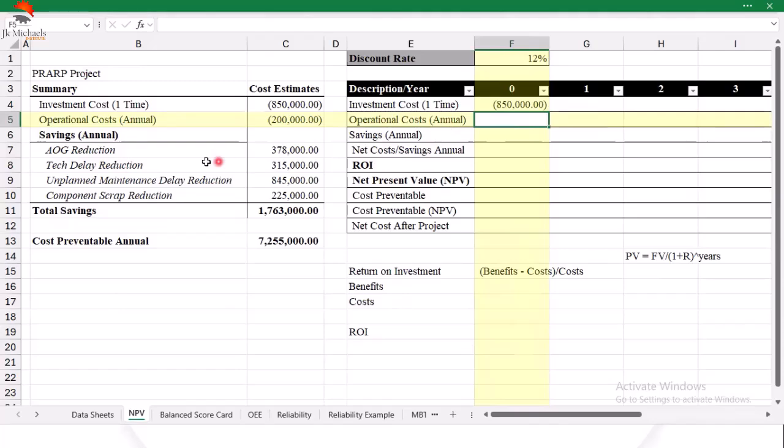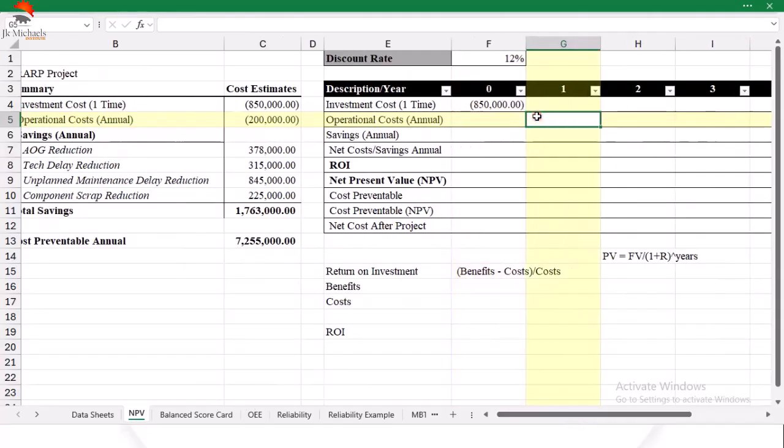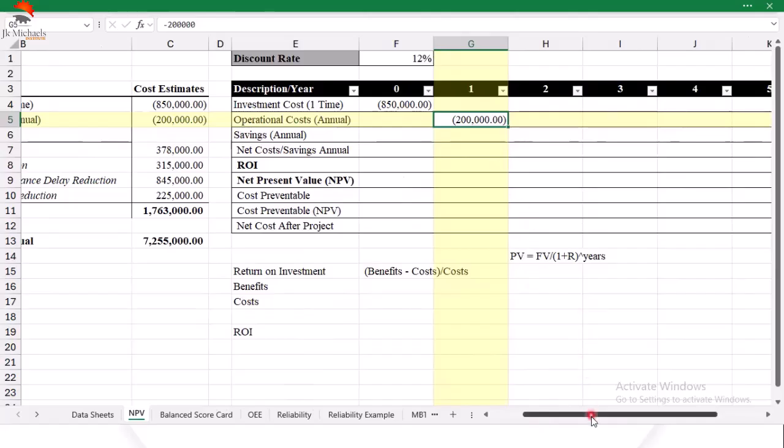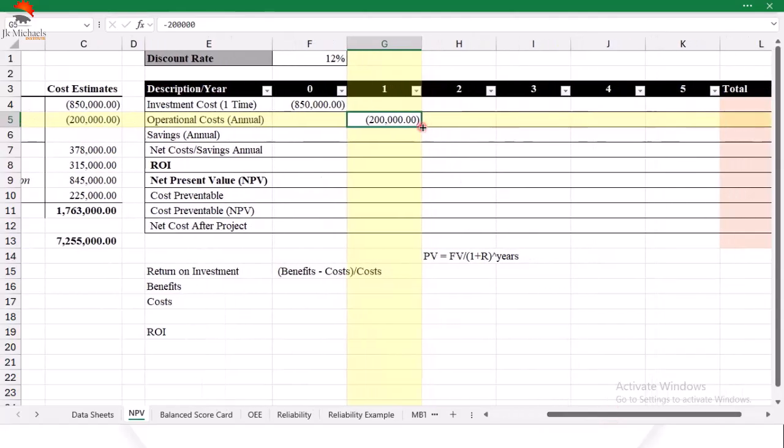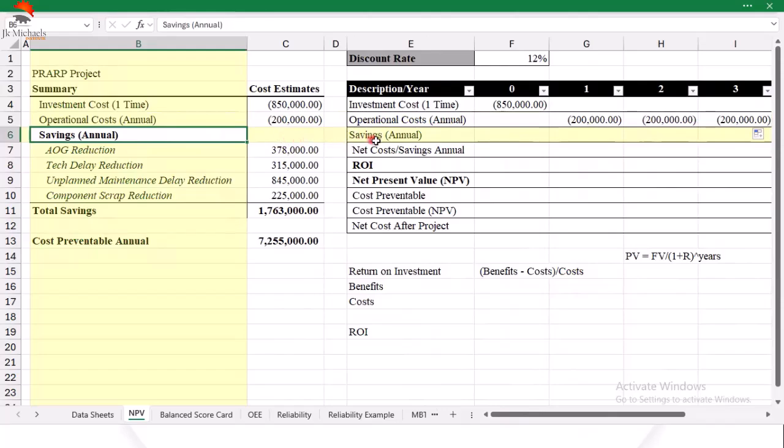Right, that's a negative. Our operational cost every year beyond that, which we'll expect to run from year 1, will be 200,000 US dollars. We'll have 200,000 US dollars, right? And then we pull this across till year 5, which is going to be the final period, right? Now, so let's look at how much would be expected to save annually, right?